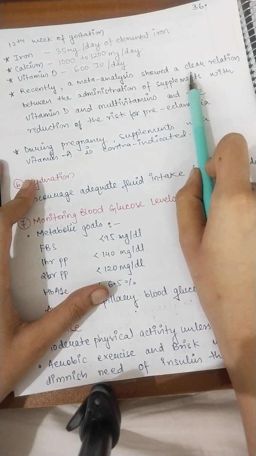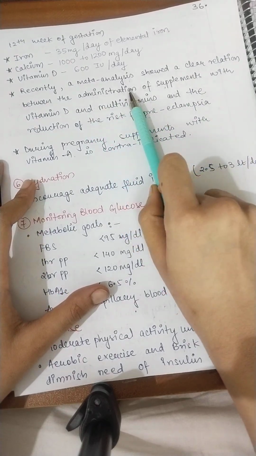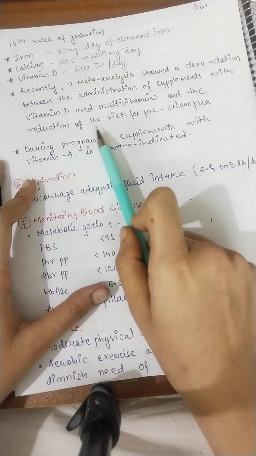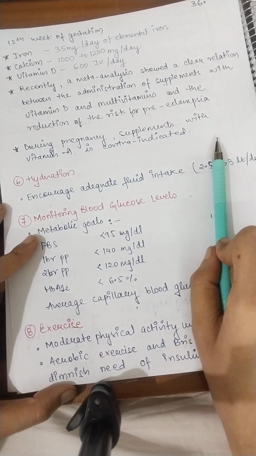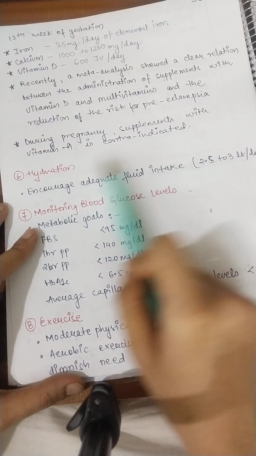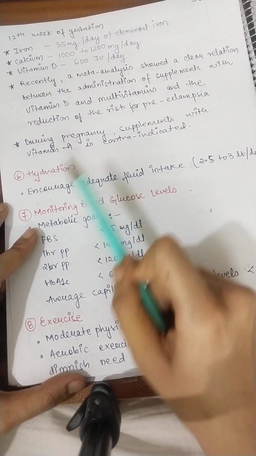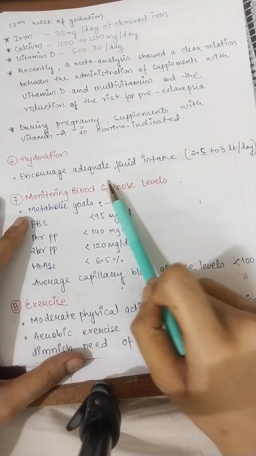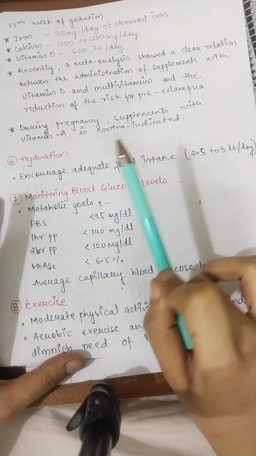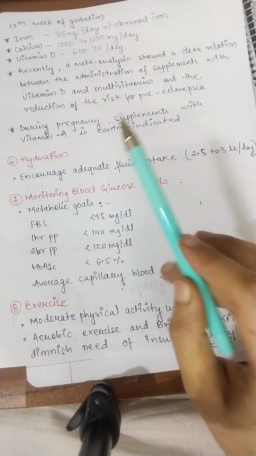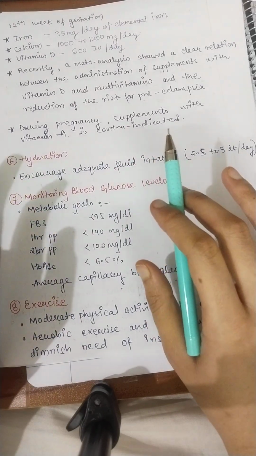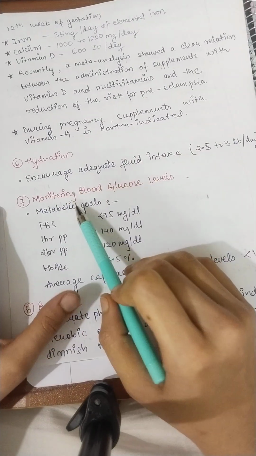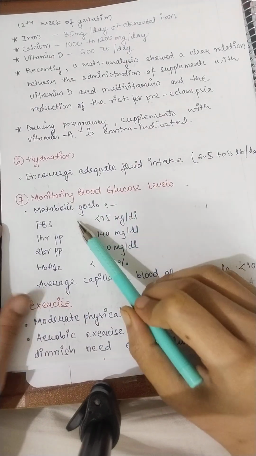Recently, a meta-analysis showed a clear relation between the administration of supplements with vitamin D and multivitamins and the reduction of the risk for preeclampsia. During pregnancy, supplements with vitamin A are contraindicated. Hydration is very important. Encourage adequate fluid intake, mostly water because it has zero calories, and tea and coffee she should limit to 2 cups per day only, with 2.5 to 3 liters of water per day. Monitoring blood glucose is also important.